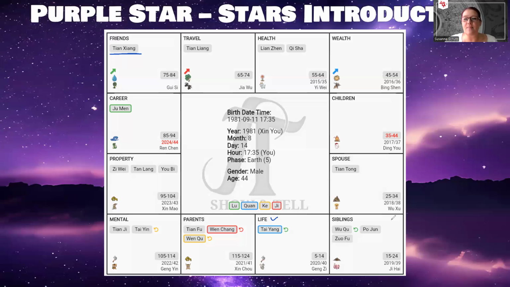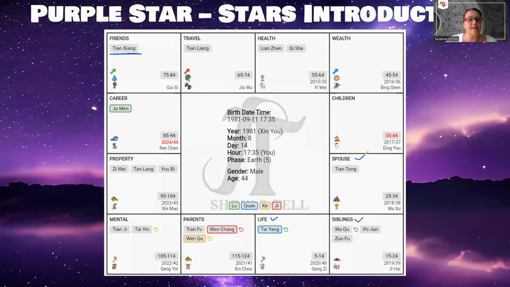Now, next up is the siblings palace. So if you have the Tian Xiang star in the siblings palace, you tend to have quite supportive siblings. They're helpful to you. The siblings palace also pertains to your mother. So you may have a very supportive, very nurturing mother, a mother who is there for you when you need her.